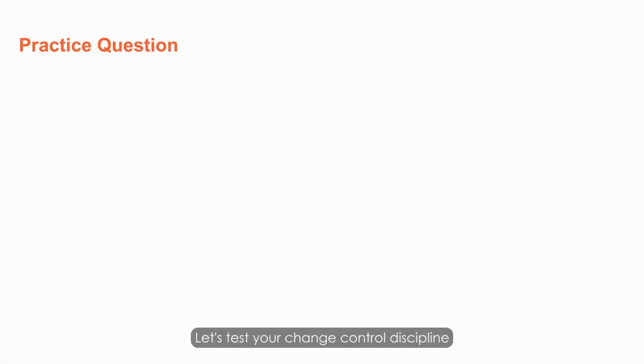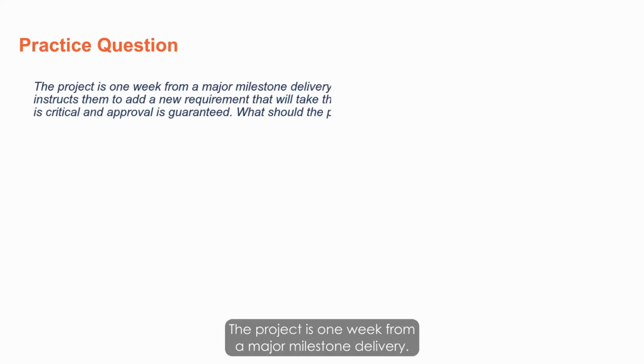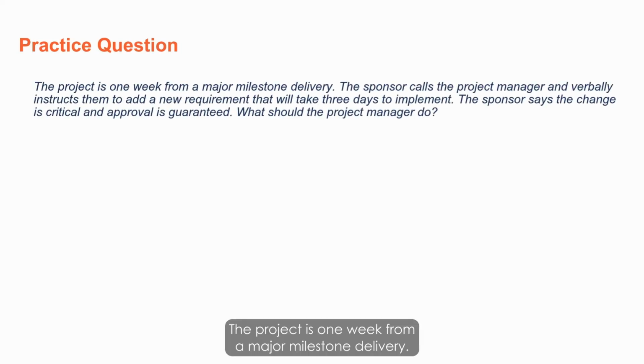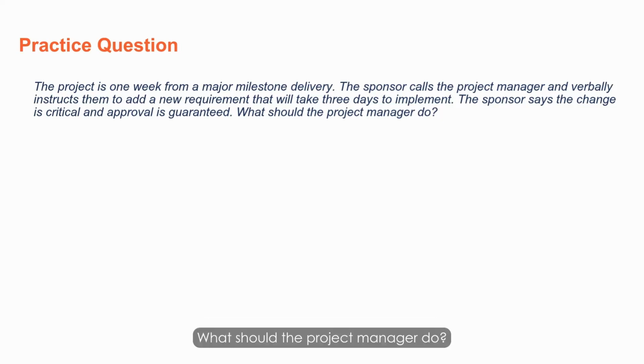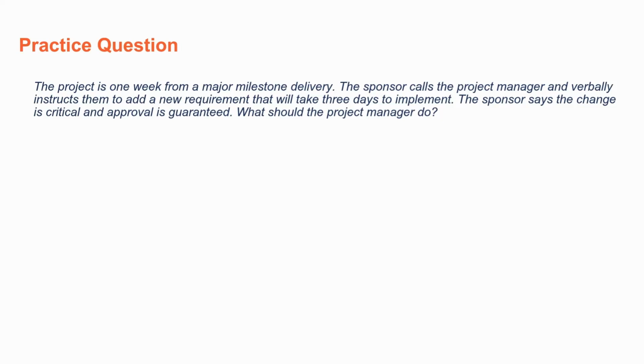Let's test your change control discipline. The project is 1 week from a major milestone delivery. The sponsor calls the project manager and verbally instructs them to add a new requirement that will take 3 days to implement. The sponsor says the change is critical and approval is guaranteed. What should the project manager do?